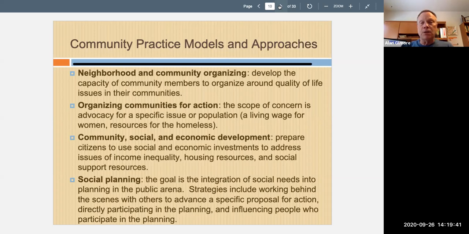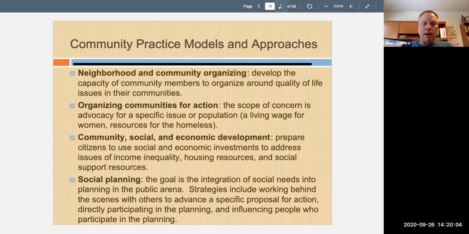It could have something to do with the availability of jobs. It could have something to do with a living wage. You might be looking at housing resources. You might be looking at mixed use neighborhoods. So how can you advocate for that and try to move those kinds of efforts forward? So those would all be examples of community, social, and economic development.